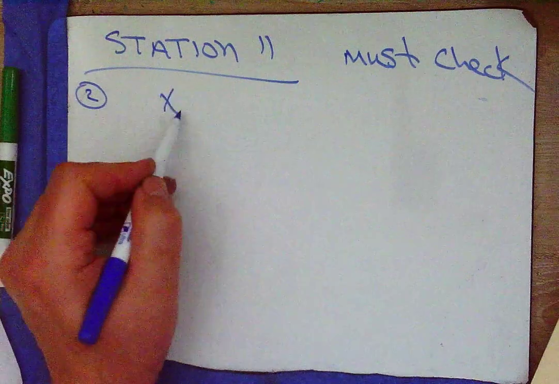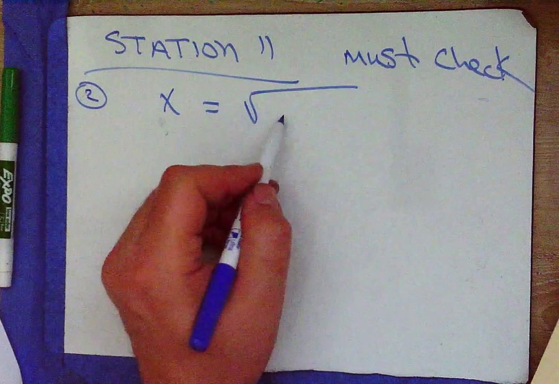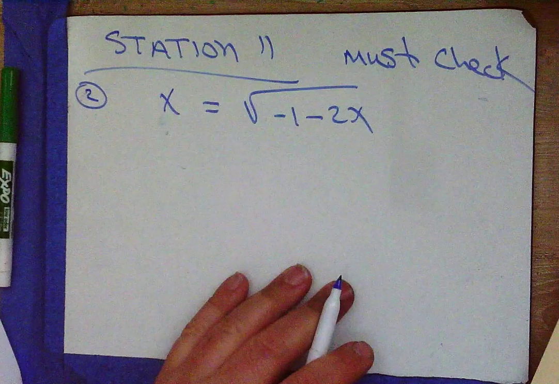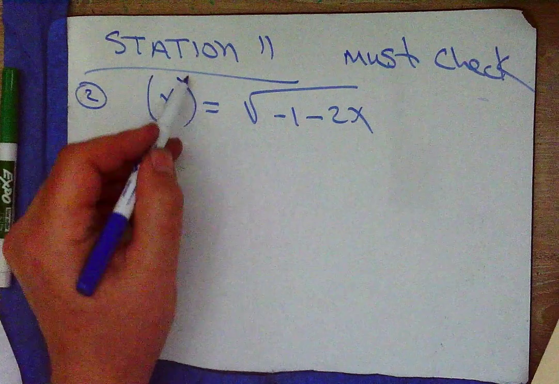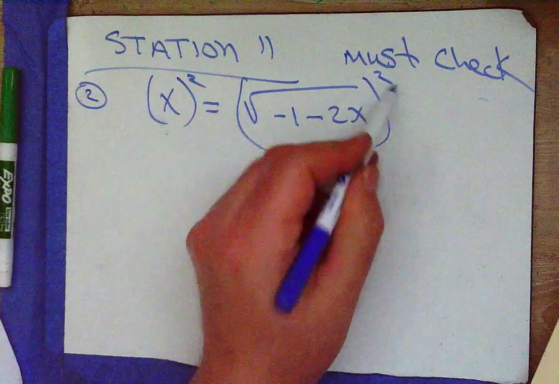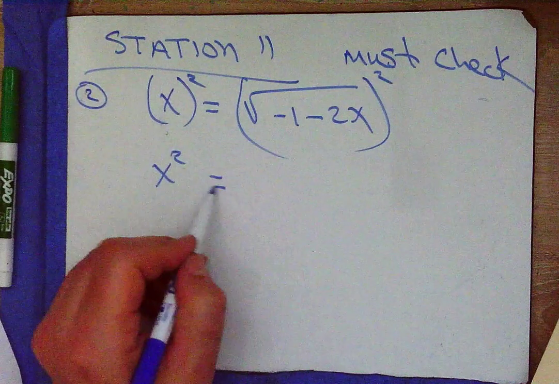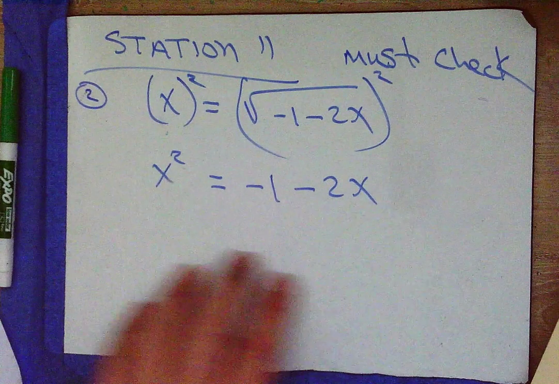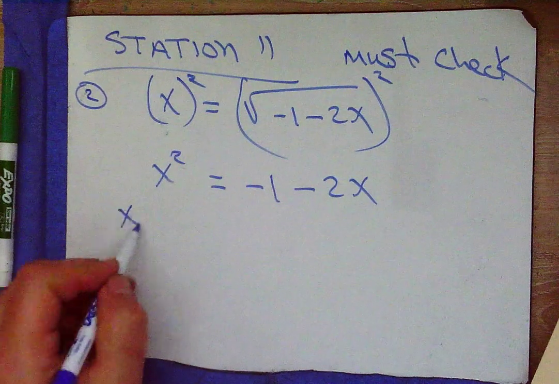Okay, problem number 2 says x equals square root of negative 1 minus 2x. Well, the radical is all by itself, so let's square both sides. And I get x squared equals negative 1 minus 2x. I see this is a quadratic, so I know I want to move everything onto one side.